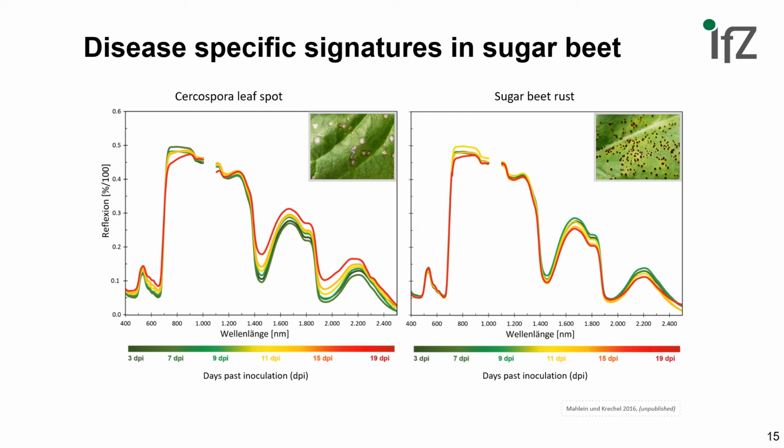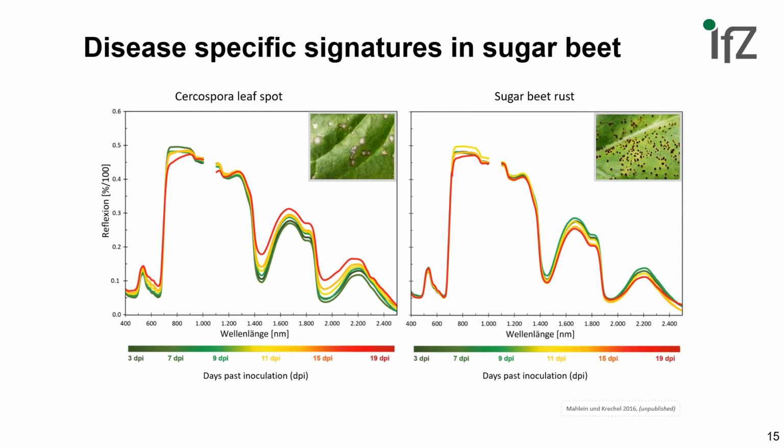If we compare that with sugarbeet rust, we see that the changes are smaller and not so obvious. So we have nearly no changes in the visible range. However, with very high disease severities at later stages, we have a decrease in the near-infrared range for sugarbeet rust at around 700 nanometers. And interestingly, in the shortwave infrared, we have a decrease of reflectance over the entire area. So it is not an increase as it was for Cercospora leaf spot, it is a decrease.